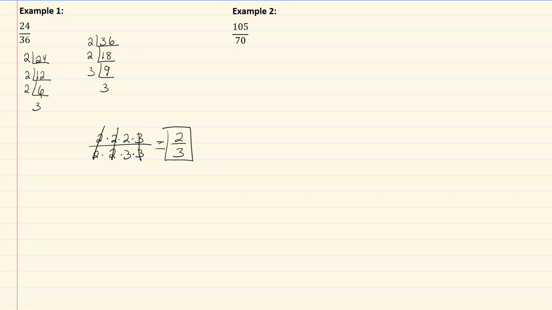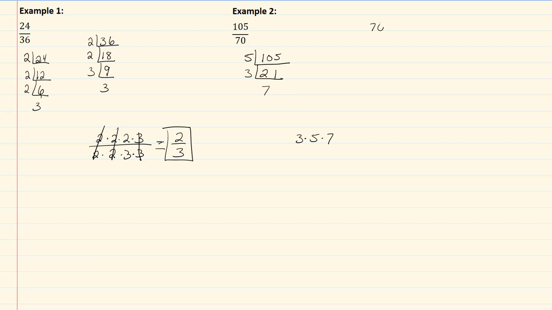Now let's take a look at example 2. So we have 105, and 105 is going to be divisible by 5, and it looks like that's going to give me 21. 21 is divisible by 3, and that would leave me with 7. So that means we've got a 3, a 5, and a 7. It doesn't really matter which order I put them in.